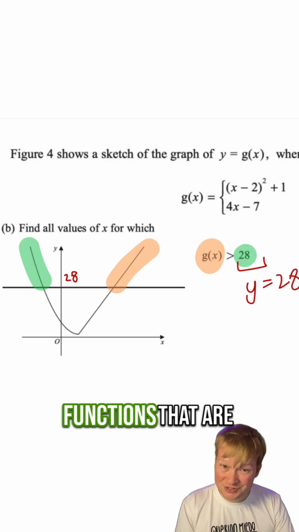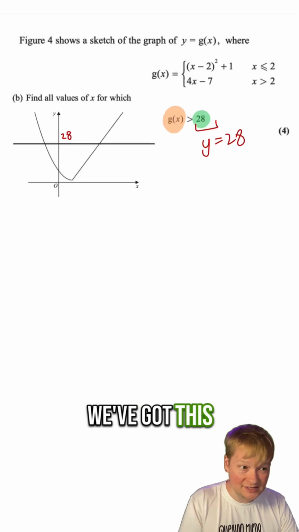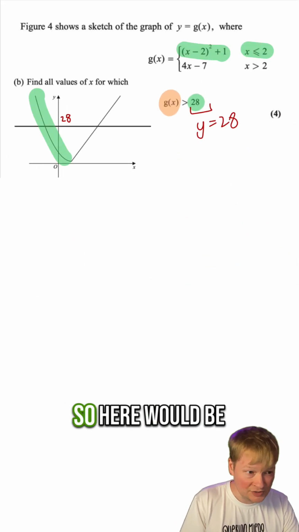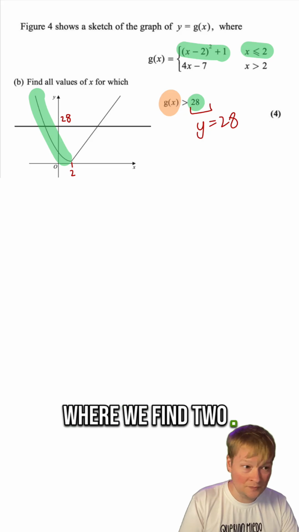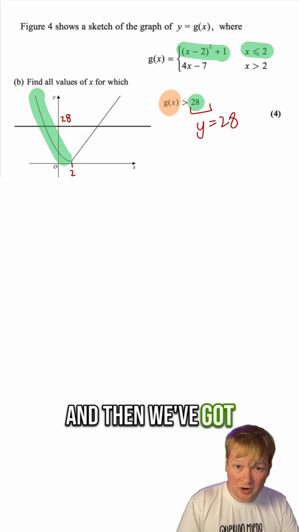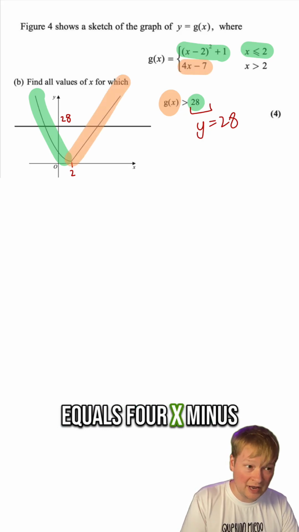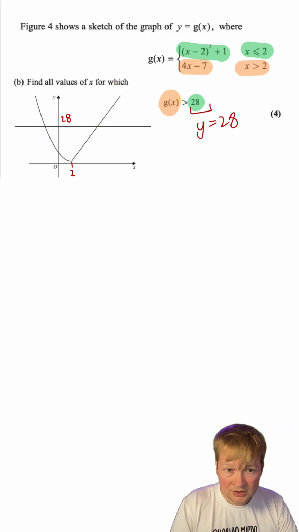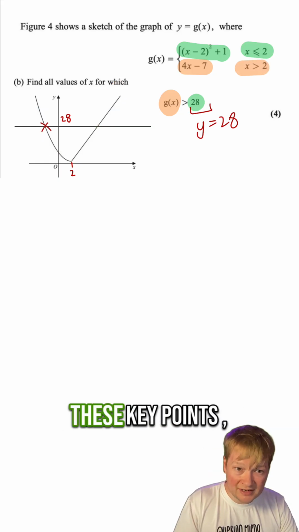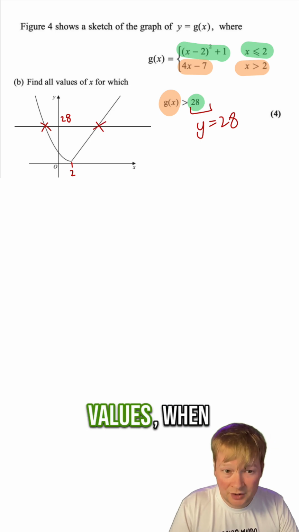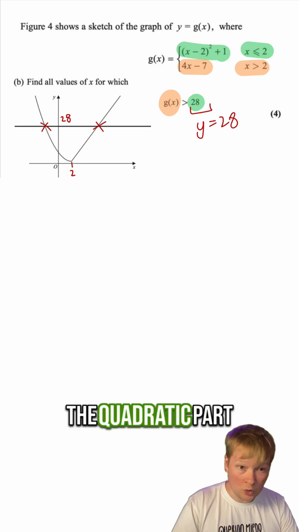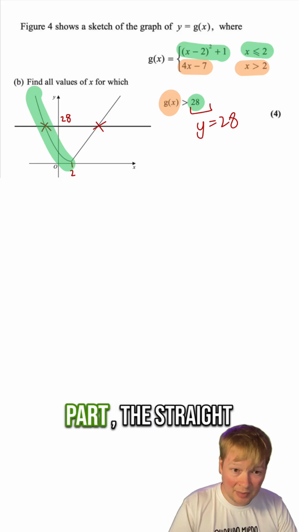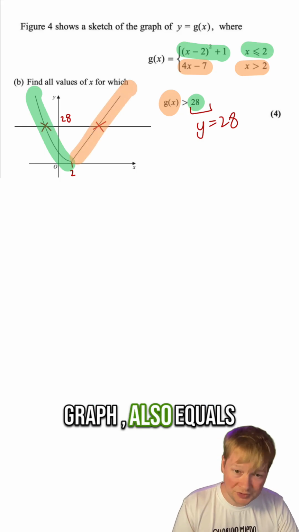Now, notice that g of x is a piecewise function. It's really two functions that are glued together. We've got this quadratic part here on the left. That's when x is less than or equal to 2. So here would be where we find 2. That's our quadratic graph. And then we've got our straight line, y equals 4x minus 7, to the right of 2, for values of x greater than 2. So we're going to try to find out what are these key points, these critical values, when the quadratic part of the graph equals 28, and when the linear part, the straight line part of the graph, also equals 28.